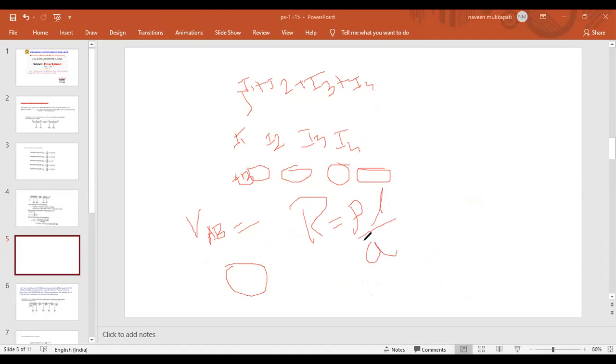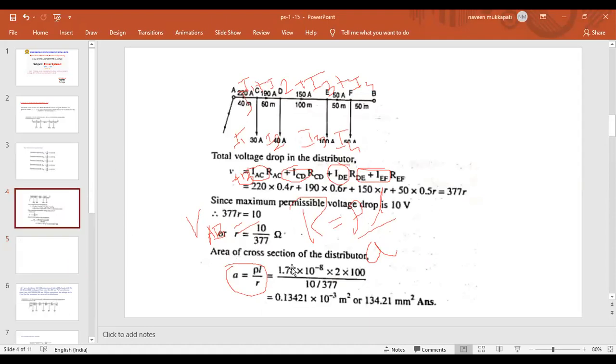Okay, then we calculate the area. Therefore, area A is equal to rho L by R. Resistance is 10 by 377. Therefore, the area is equal to rho into L by R, where rho is the specific resistance.